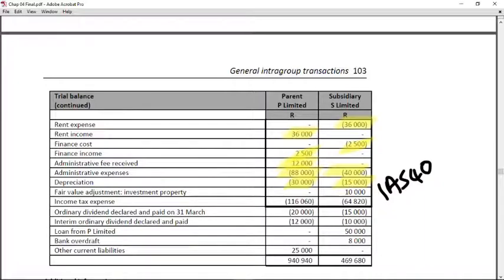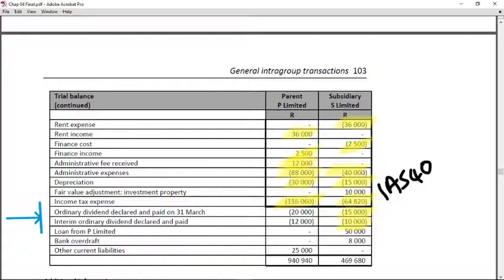And there you have your income tax expense. Now, important to always identify, especially after we've looked at chapter 4, is the dividends declared. We said dividends declared by the subsidiary will be intragroup, and in this instance, we do have ordinary dividends declared and paid by the subsidiary, and there were two ordinary dividends declared and paid during the reporting period, one for 15,000 Rand and one for 10,000 Rand.